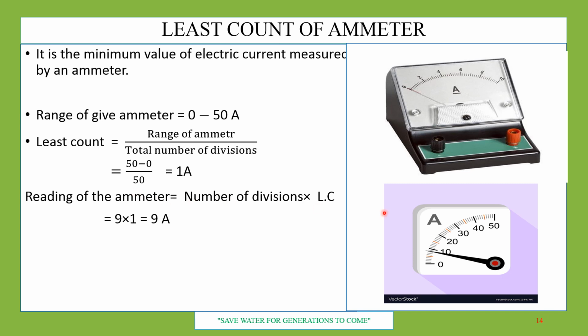So a reading of an ammeter, what will be the reading of the ammeter here? The needle is here. So the number of divisions into least count. How many divisions are there? 9 divisions. It is on the 9th division. Least count is 1. So therefore it will be 9 into 1 ampere.